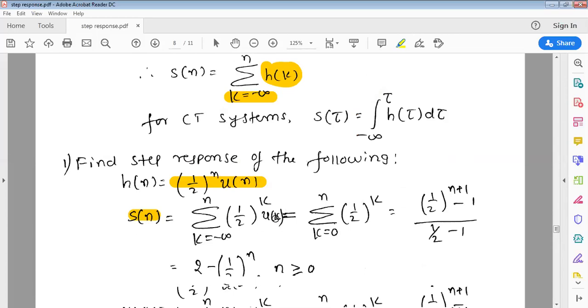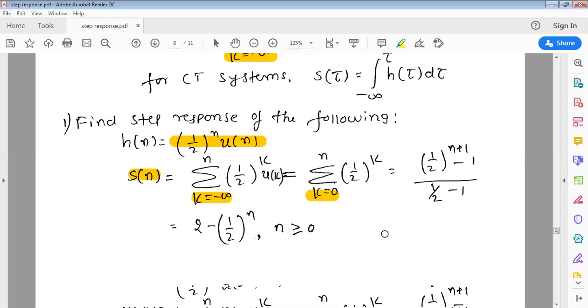Now, where will u of k exist? u of k will exist only from k equal to 0. Below k equal to 0, u of k will become 0. Therefore, now I'll modify this summation as k equal to 0 to n. Look at this one. From minus infinity, I modified it to k equal to 0, and the upper limit I made equal to n, 1 by 2 power k.